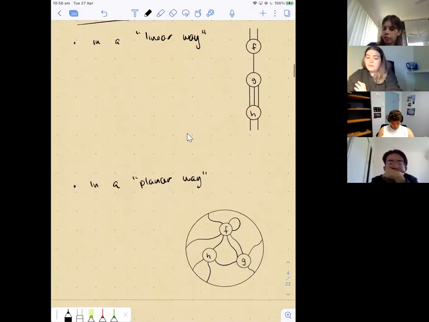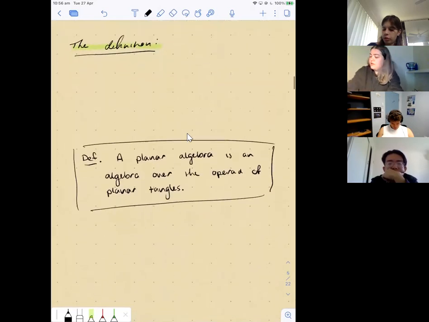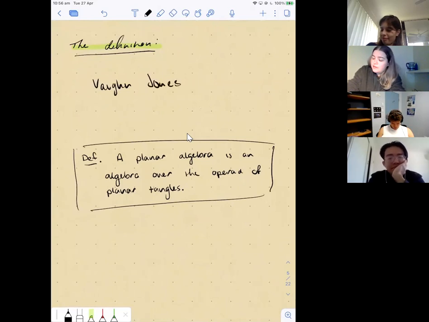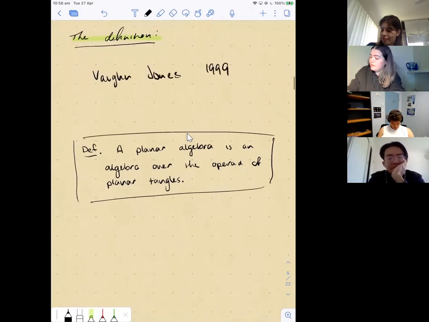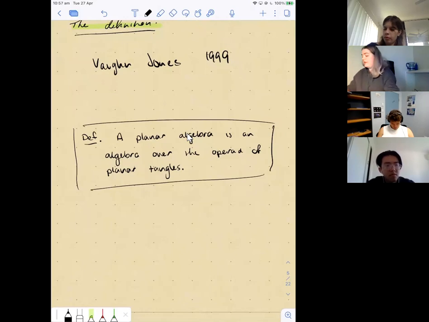So with that said, we can get into the actual definition. Again, this very concise and not very illuminating definition is due to Vaughan Jones in his 1999 preprint. And the definition is that a planar algebra is an algebra over the operad of planar tangles. And this is a not very illuminating definition, and I'm going to unpack it step by step to build up to understanding what this actually means.